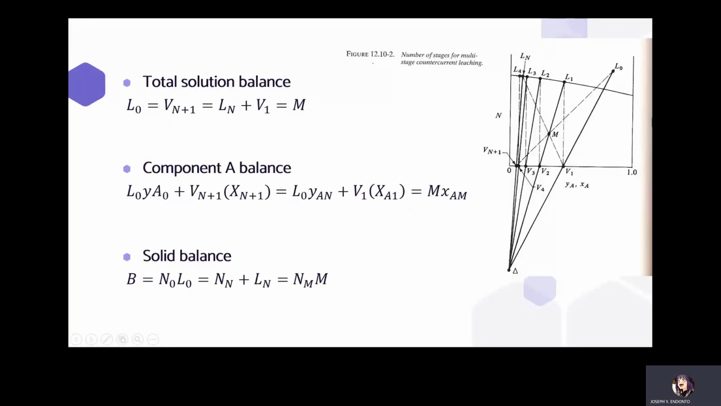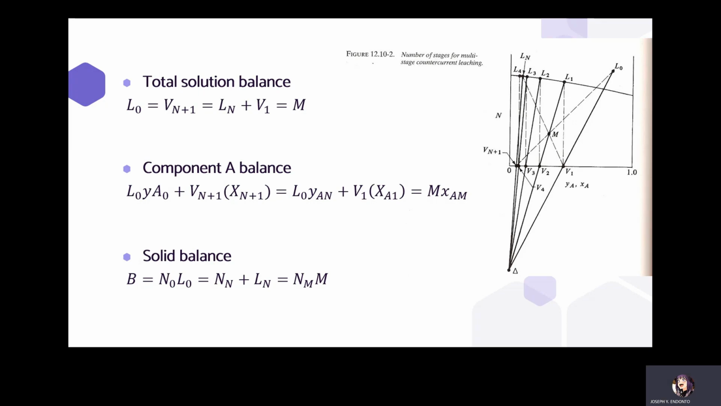In solving variable underflow problems, three equations must be considered. First is the total solution balance, where in terms of L sub 0 is equal to V sub n plus 1, which is equal to L sub n plus V sub 1, which is equal to M, where M is the total mixture flow rate in kilograms A plus C per hour.